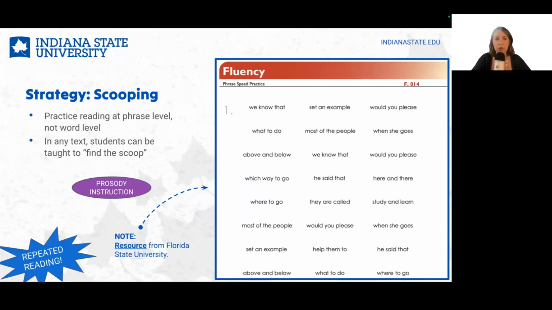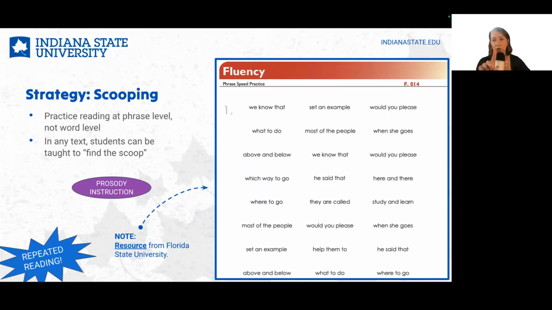And so you've heard me mention reading in phrases, and that's really what scooping is all about. This is a resource from Florida State University, and they have tons of free online resources there that are vetted and very good if you're looking for any resources. This is a quick handout from their website. Scooping is where we physically take our finger and put it under the first word in the phrase. For this first phrase, it's "we know that." So instead of reading "we... know... that," which is what a dysfluent reader would do, we're going to read it in a phrase and we're going to scoop it.